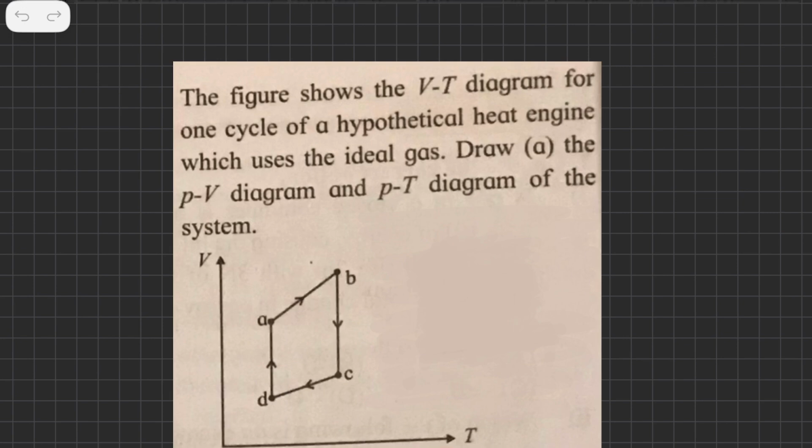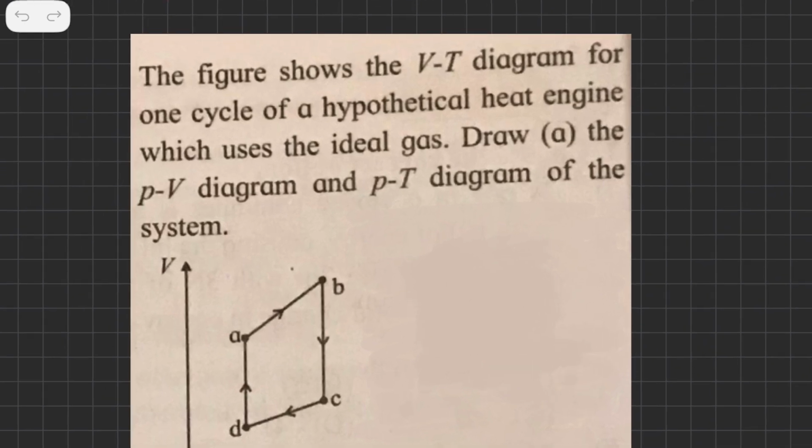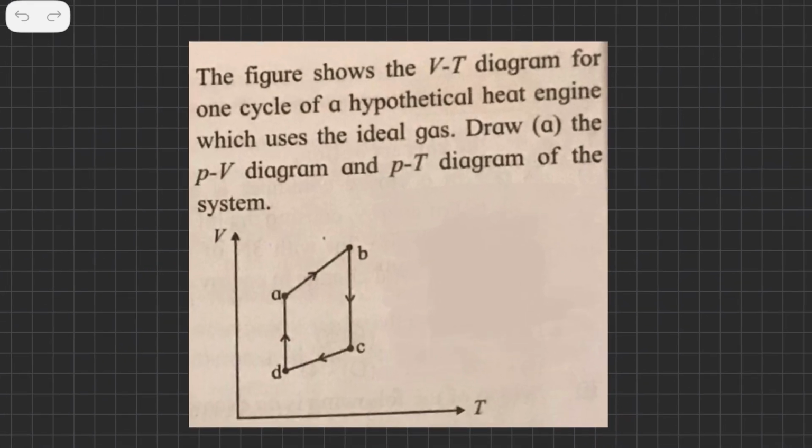So the question is in front of you. You can just pause the video and go through the question. I'll just highlight the important markers. It's a VT graph, so you can see the volume and temperature, and in one cycle of this hypothetical heat engine which uses ideal gas, we are supposed to draw the PV graph and PT graph. The process goes from A to B, B to C, C to D and D to A.